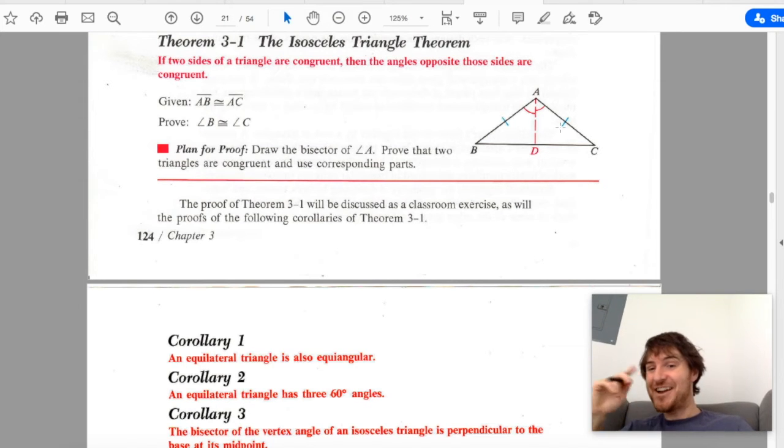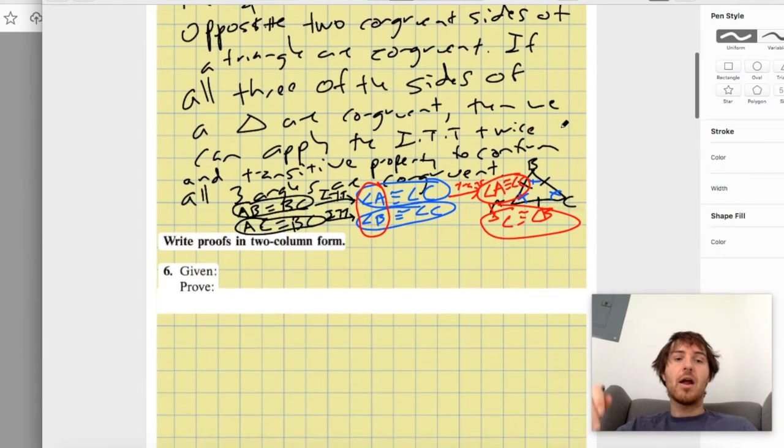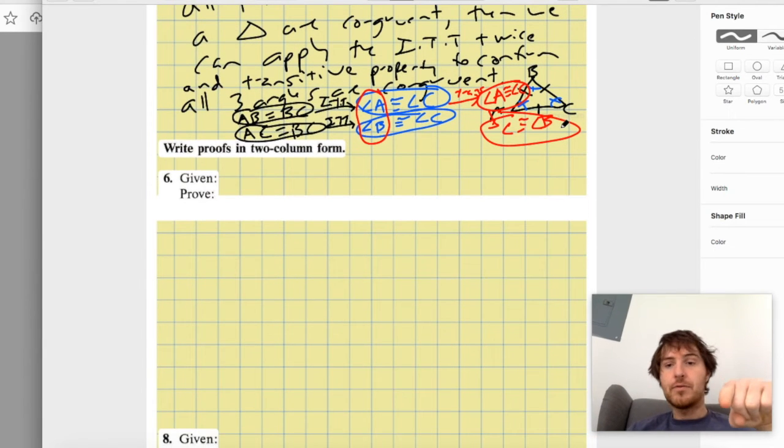SAS, SAS, okay? Right, you got to use SAS. All right, let's keep going on here. We got to write proofs in 2-column form. Let's do this. Number 6.